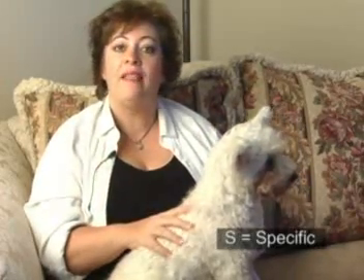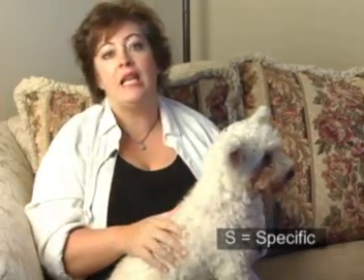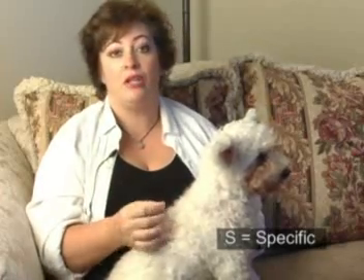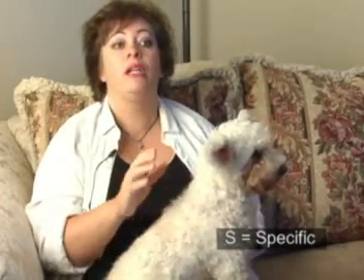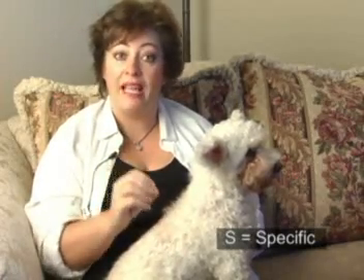S being specific. For example, let's just say that you wanted to get in shape. Instead of just saying, I'm going to get up every morning and do everything I can to get in shape, you're going to pick a very specific thing that you want to do. Let's say it's going to be jogging. I'm going to get up every day and I'm going to jog. And what you want to do is then do a SMART goal against jogging.